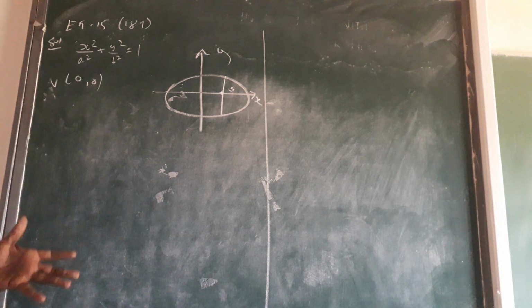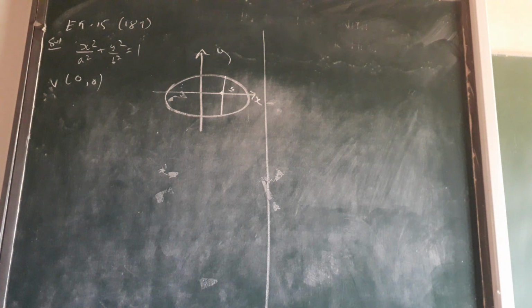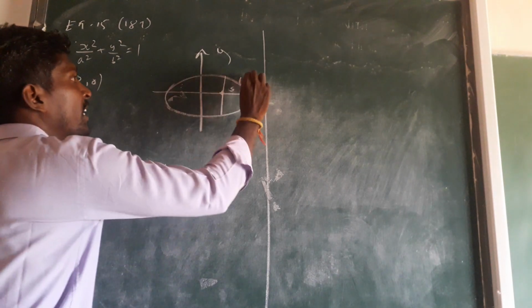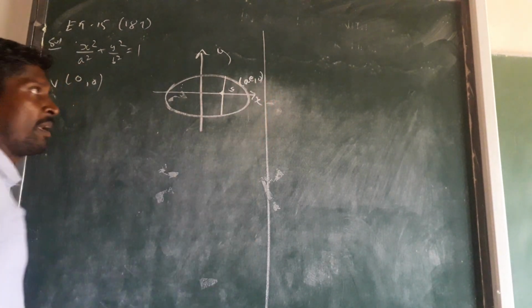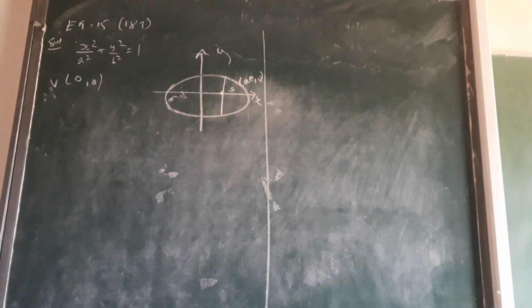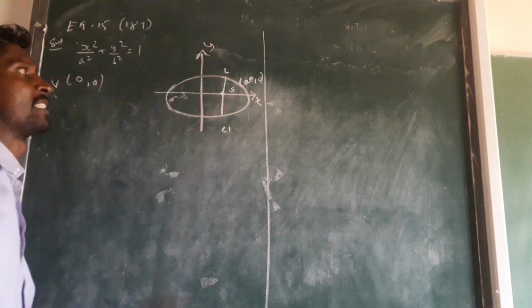Then there are two types we learned. Parallel to x, the vertex is 0, 0, or the vertex is not 0, 0 but h, k. Then what is the focus? When the vertex is 0, 0, the focus is ae, 0. Why am I mentioning the focus? Because the latus rectum passes through the focus. So this is the latus rectum L and L dash.